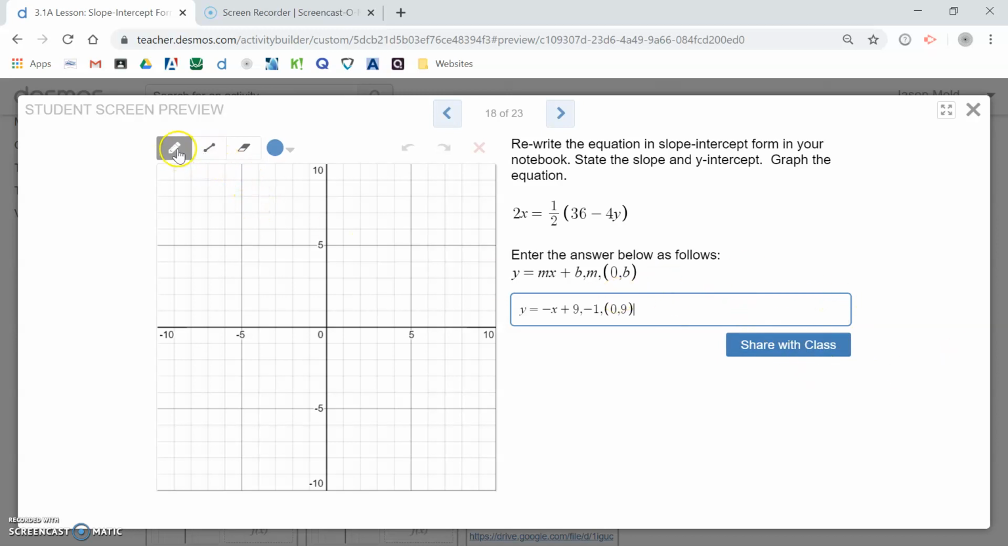And then we're going to go to graphing it. So we're going to go up to 9 and plot a point. I'm not going to use my draw tool yet. And then I'm going to do a slope of down 1, right 1. Down 1, right 1, and so on.